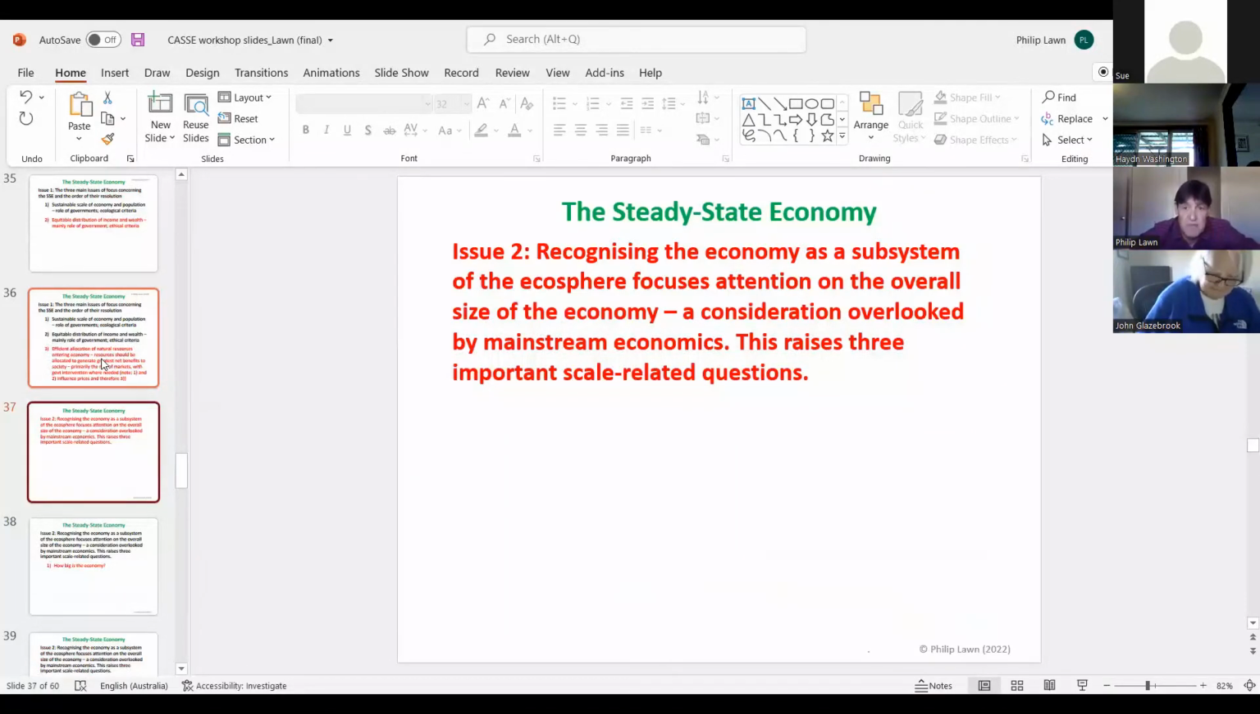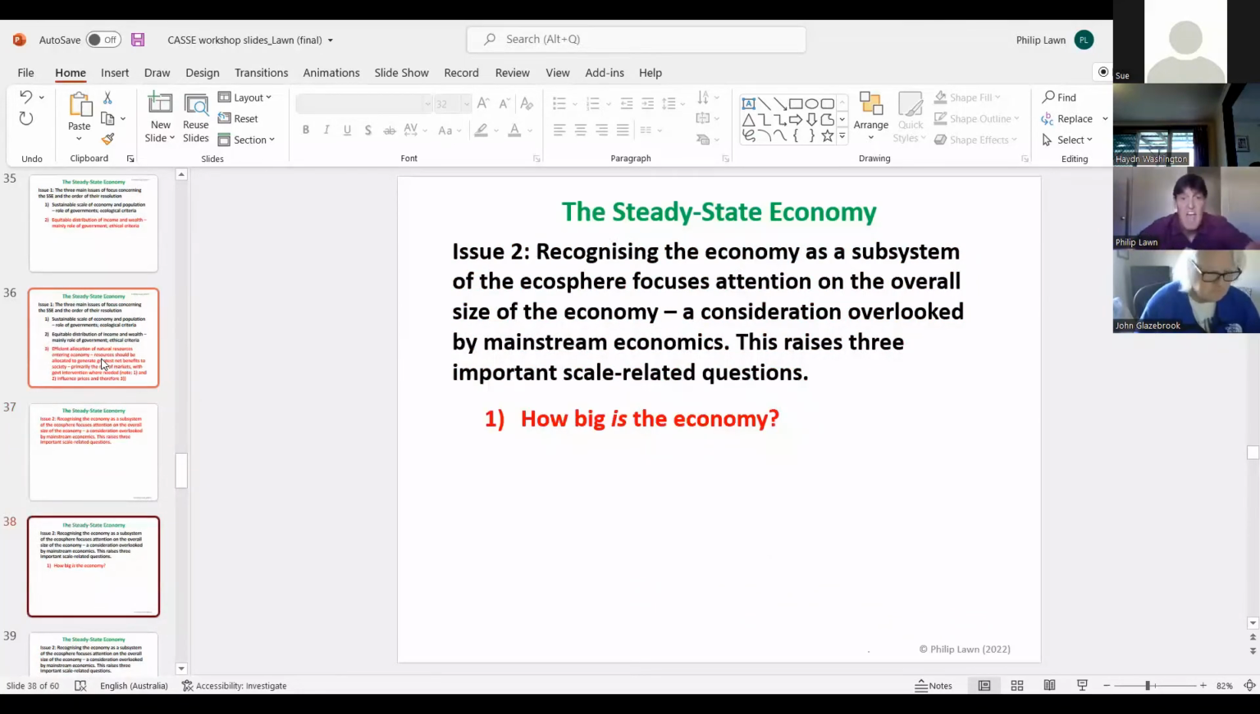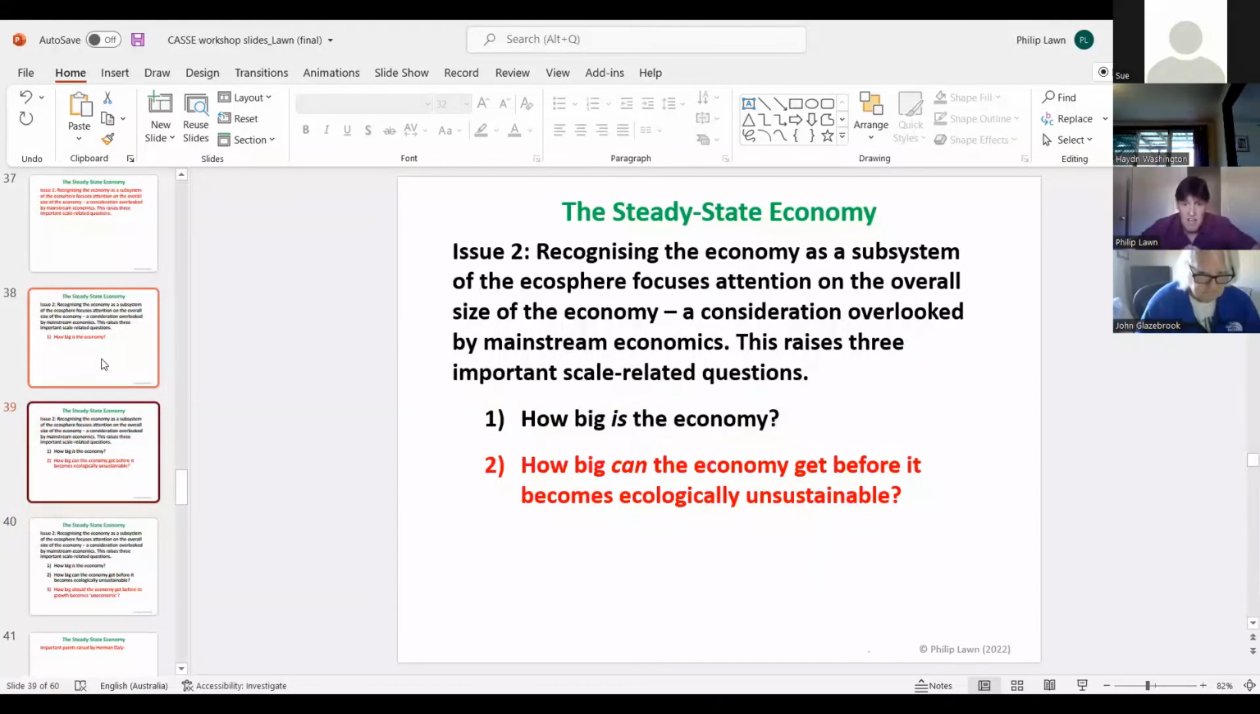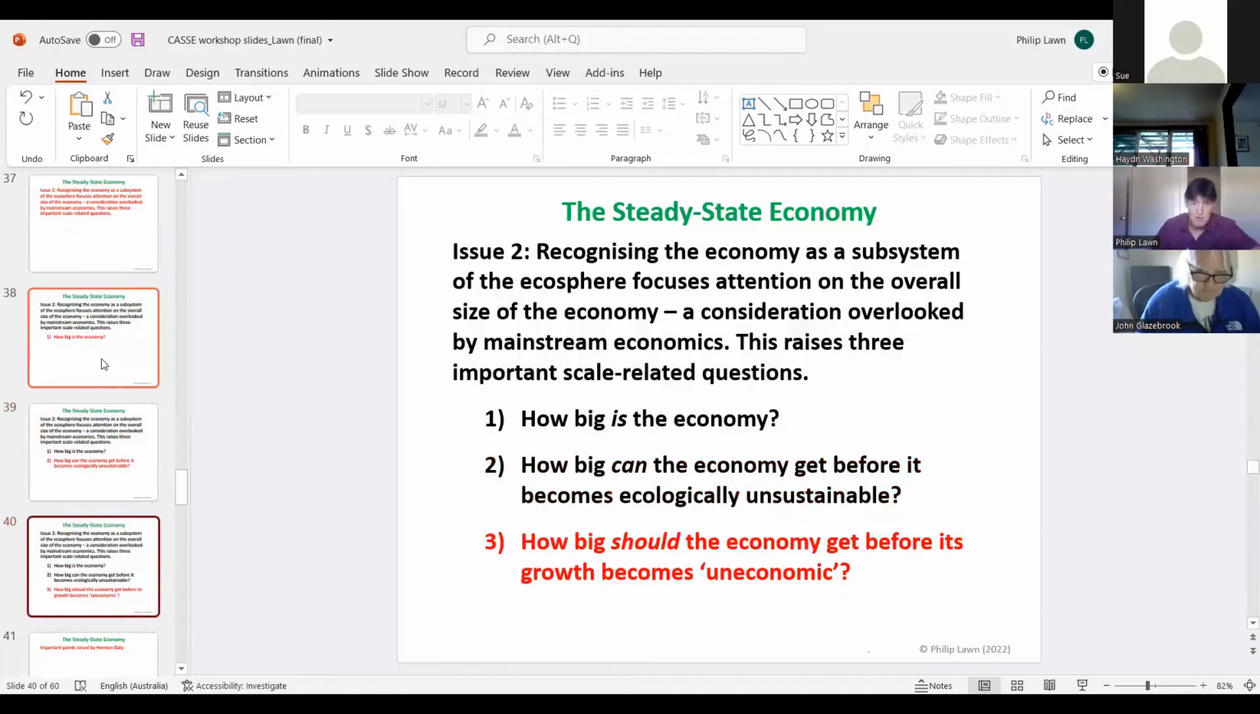Issue 2, recognise the economy as a subsystem of the ecosphere, which ecological economists do. It focuses attention on the overall size of the economy. I've referred to that. That's a consideration overlooked by mainstream economics. This raises 3 important scale-related questions. I'll just reiterate those. They are, how big is the economy? So we need to know how big the economy is. We need to know how big the economy can get before it becomes ecologically unsustainable. And, importantly, we also need to know how big the economy can get before growth becomes uneconomic.